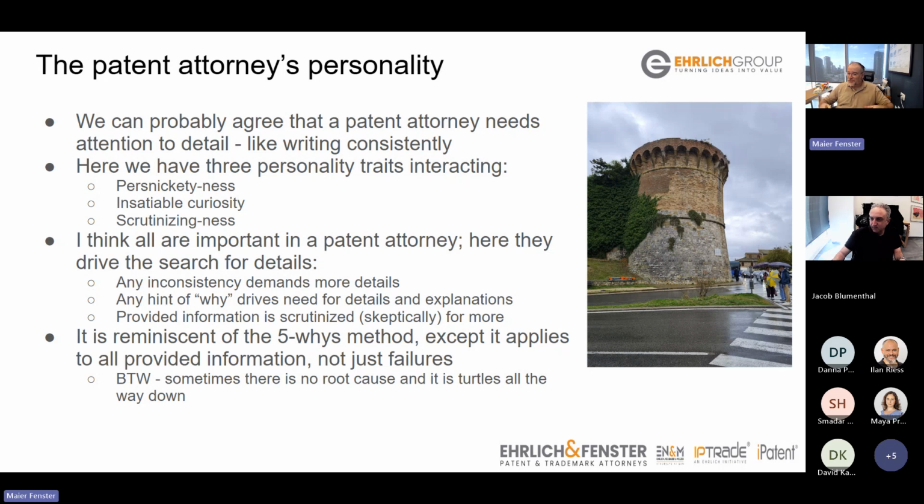Just because you have it doesn't mean you look over it again and think if it's really correct. So if you have an inconsistency, obviously you need more details to settle it. If you ask why, the answer is usually going to include details. And any details you get, you have to look at them with a slightly skeptical eye, and that usually leads to more. If you're familiar with the 5 whys method, call it quality assurance, fault analysis. It's similar, except we're applying it to all information, not just the failures.